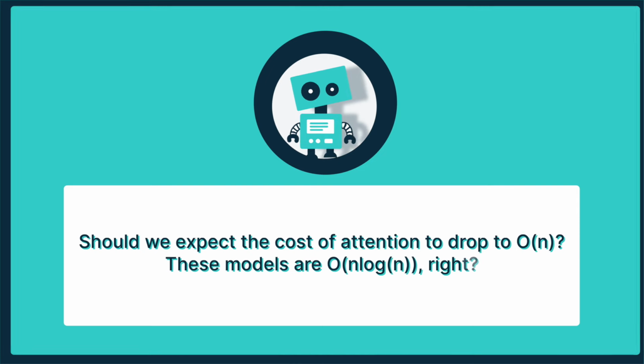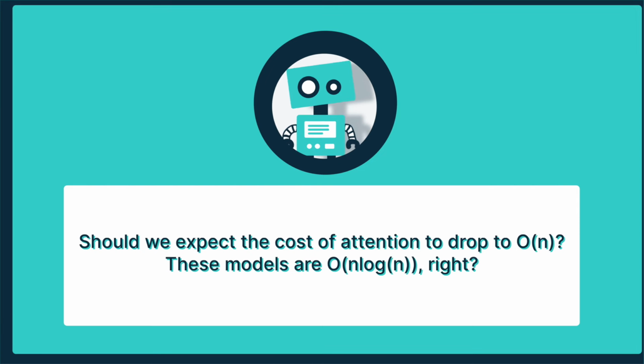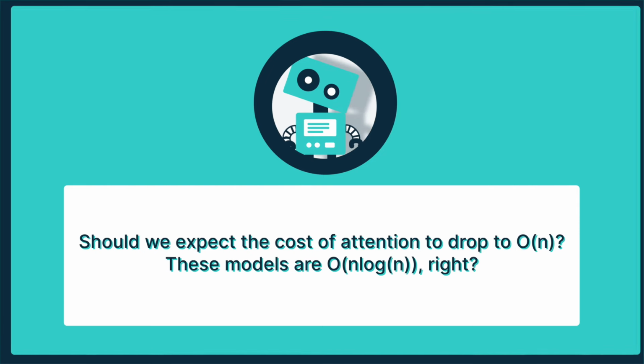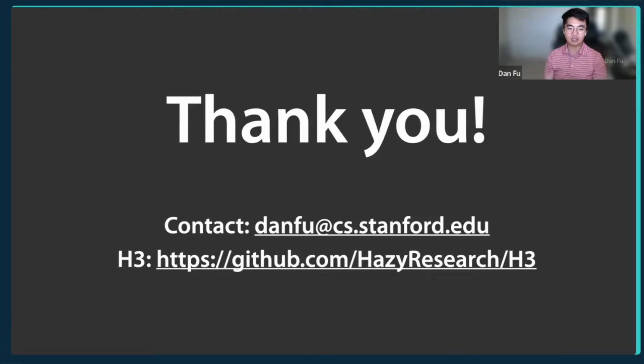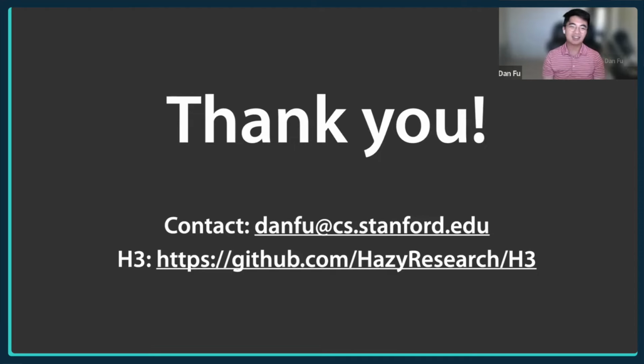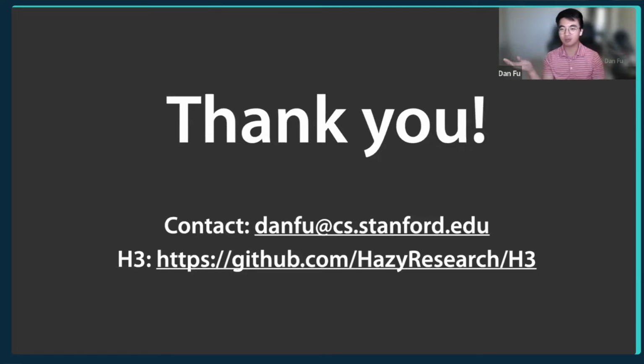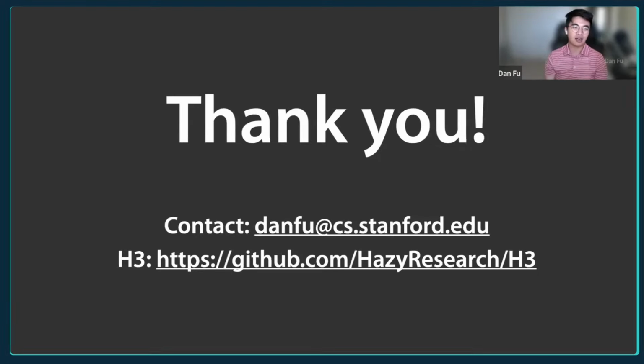Should we expect the cost of attention to drop to O(n)? These models are now O(n log n). So the latest models are kind of O(n). It depends; the latest battleground is the size of the hidden state. The efficient models now are O(n times d), where d is a fixed number, and you make d bigger, performance improves. You make d smaller, it goes faster. So that's that trade-off.